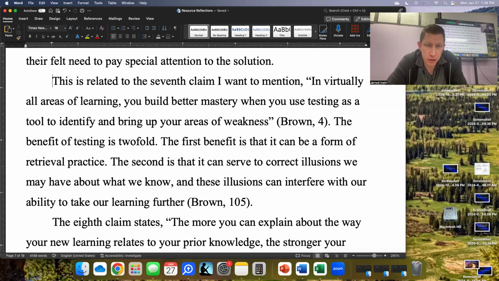The benefit of testing is twofold. The first benefit is that it can be a form of retrieval practice. The second is that it can serve to correct illusions we may have about what we know, and these illusions can interfere with our ability to take our learning further. Mhm. Absolutely. Cannot agree more.